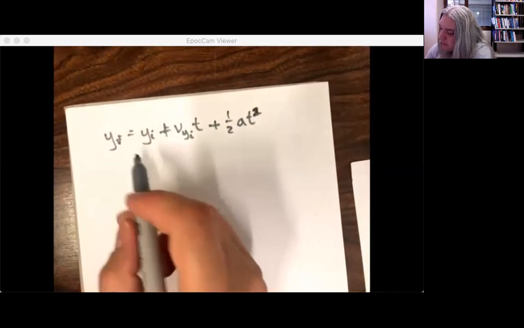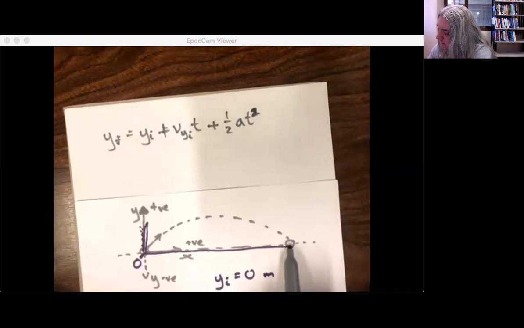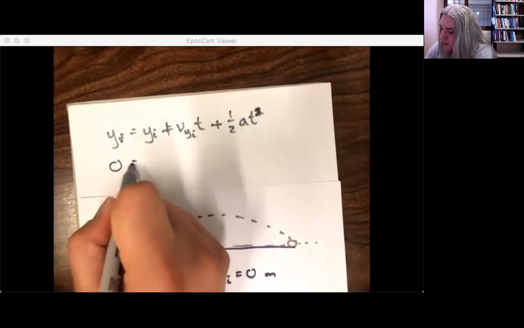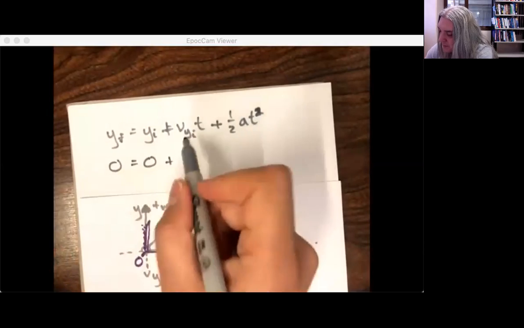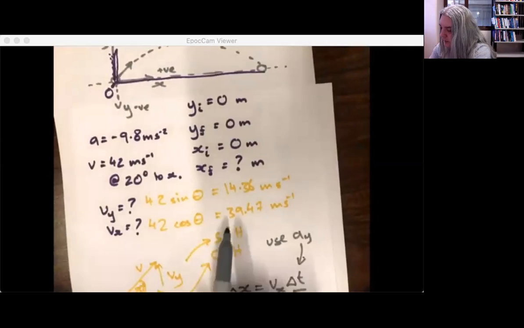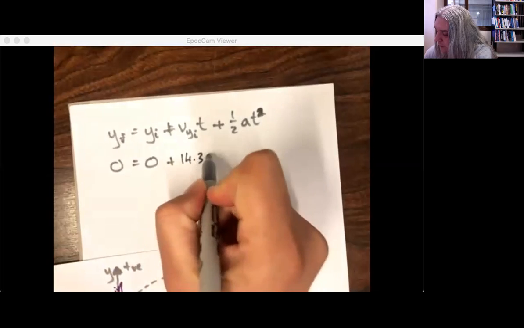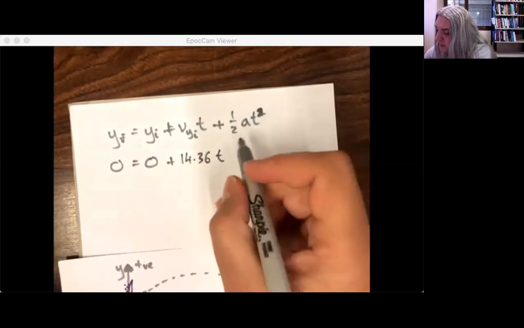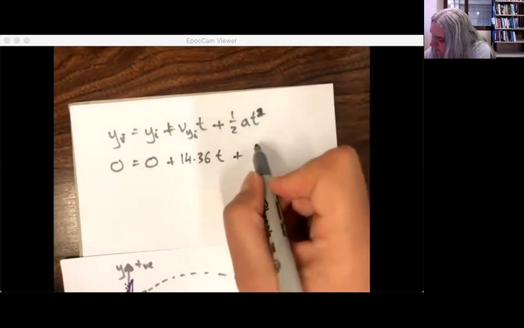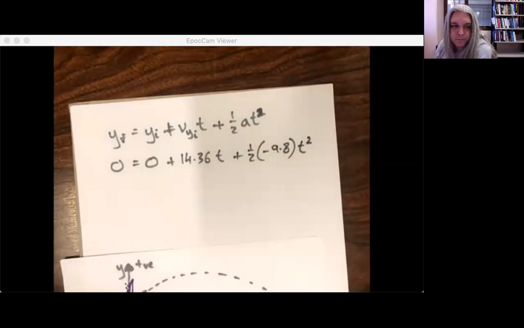Now we're going to put in the values that we know. We know that y final is 0. We said that it's finishing when it gets back to 0, and it starts at 0. So we have 0 equals 0 plus the initial y velocity, which we calculated was 14.36, so 14.36 times t, plus a half times negative 9.8 t squared.